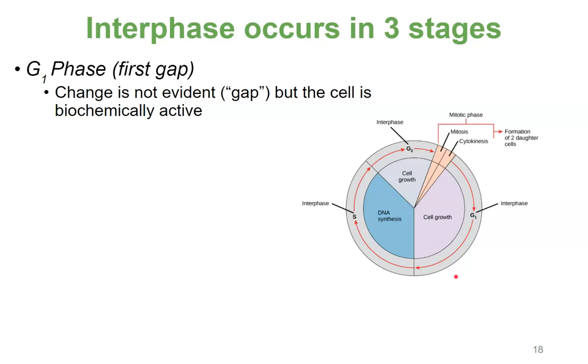So the first one is G1. So let's say the cell that we're talking about just divided, it just came out of mitosis, cytokinesis, and now we're in G1. So the cell is going to be kind of small because it just came from division. So all it's going to do is grow. We call it gap 1 phase because scientists thought that nothing really happened during this phase. So we just call it gap phase. It's gap 1. But actually the cell is growing, it's taking on nutrients, and it's trying to get back to a regular size.